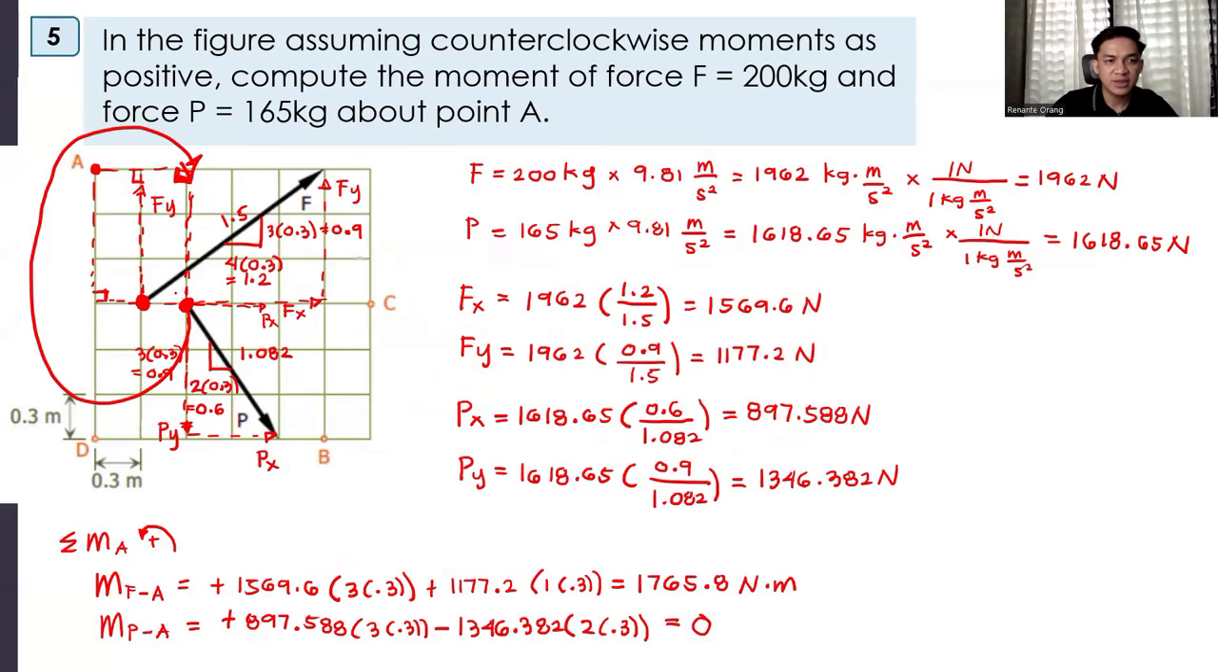And obviously, class, it is 0 because our vertical force P has no distance to our point A. But at least we proved that it is equivalent to 0. So these are our final answers.